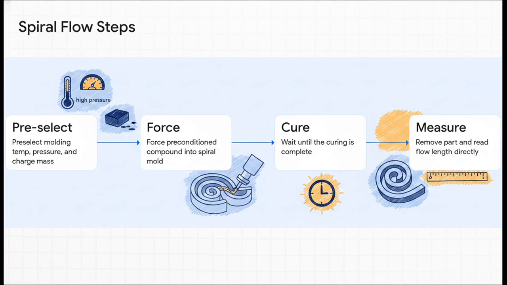Step 1, load your preconditioned low-pressure thermosetting compound into the press. Step 2, apply the specified molding temperature and transfer pressure. Step 3, the compound gets forced through a sprue and is allowed to flow along the spiral mold cavity. Step 4, once the curing is fully complete, you open the mold, pop out the hardened part, and literally read the flow length directly from the molded specimen itself.